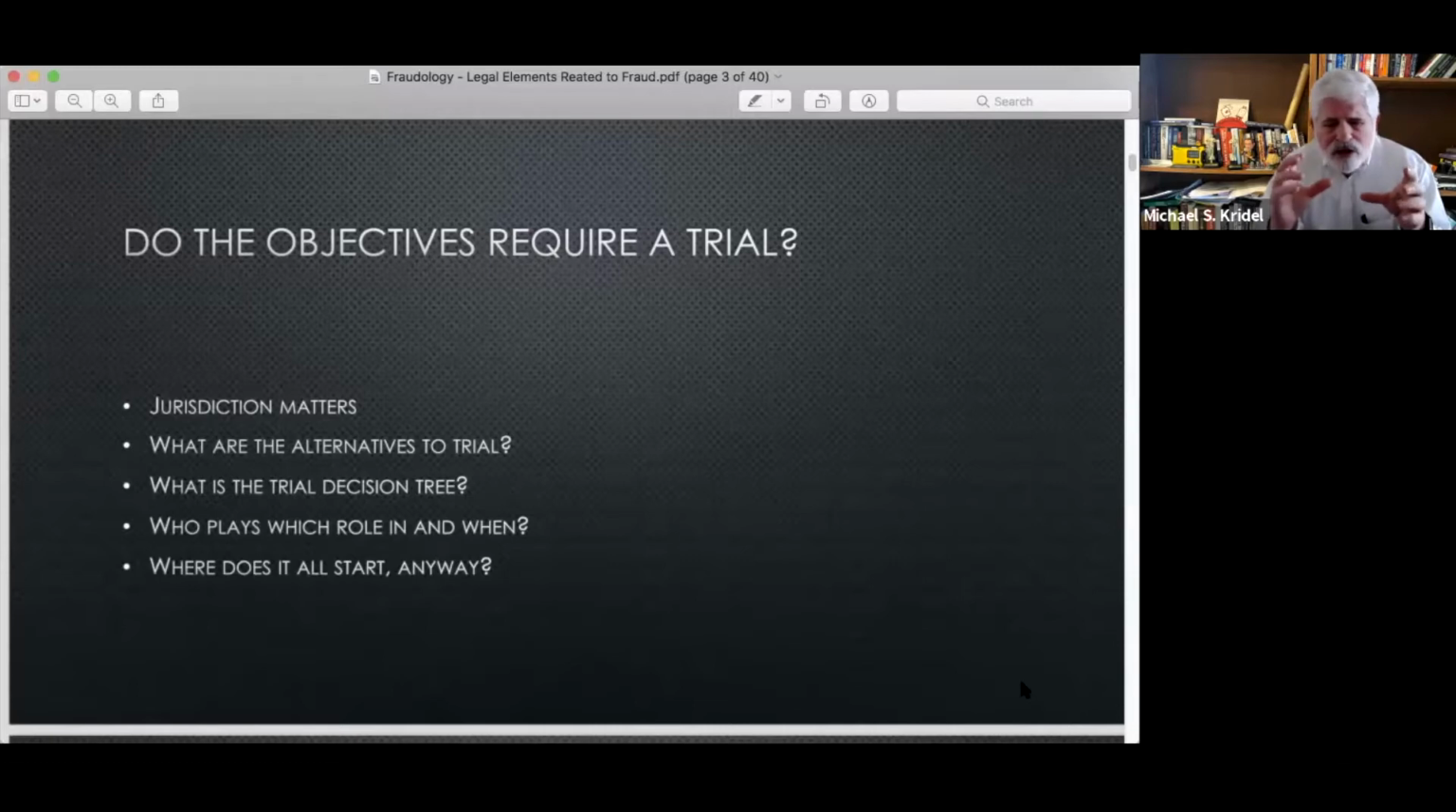And that leads you to what the trial decision tree is, which is beginning from case intake all the way down through trial. What are the steps? What are the dates? What are the objectives? Who are the people? What are the variables? What is the geography? What is the intelligence? And deciding who on each team plays which role and when. And that leads you to the real question: where does it start anyway? Next slide.